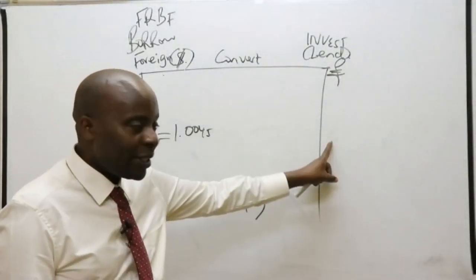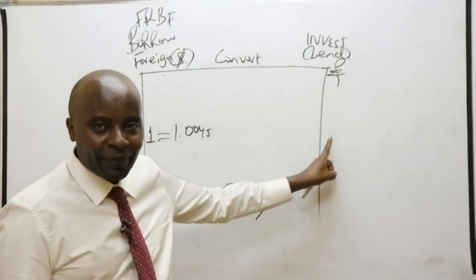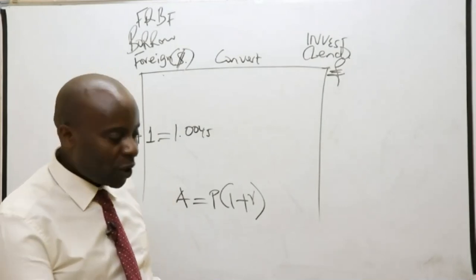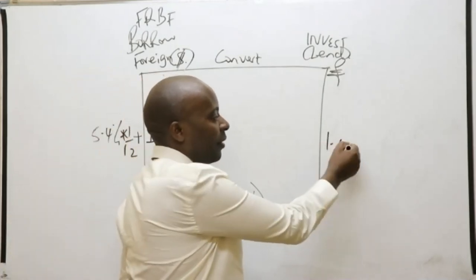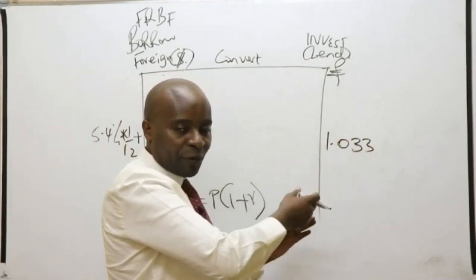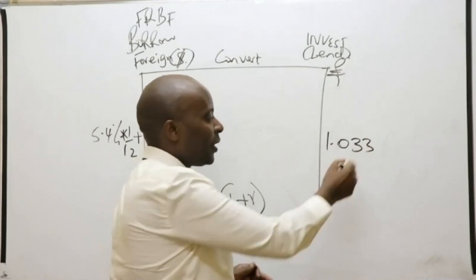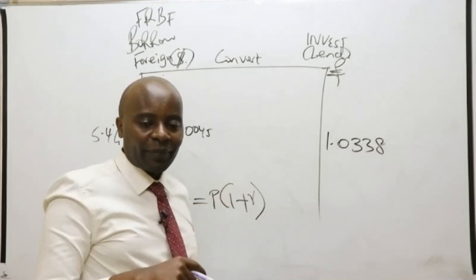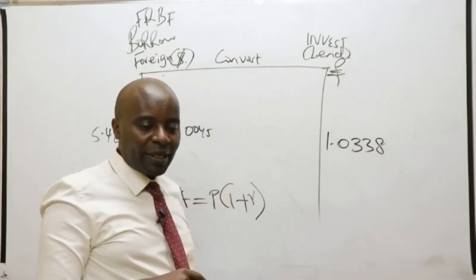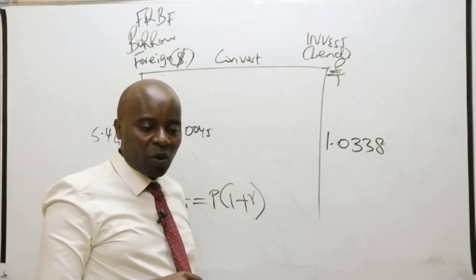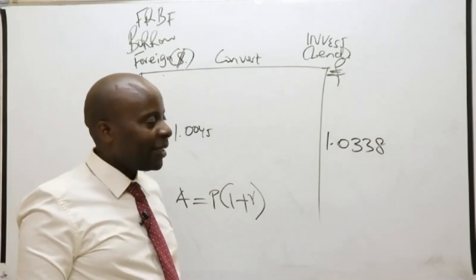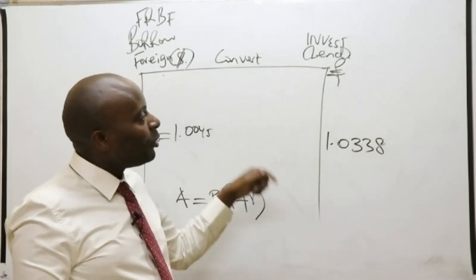Give me a figure to write here, somebody. 1.033? Is it coming from many students or just one? Several, eh? Mary, Otindo, Emmanuel, Emma. Thank you very much. Those students have been able to recognize that.